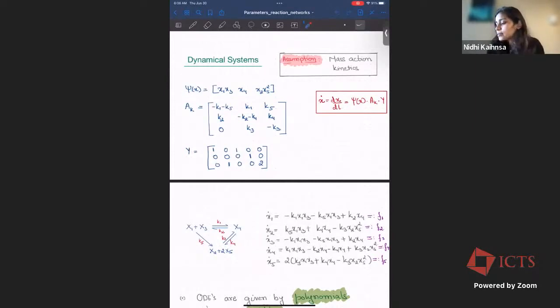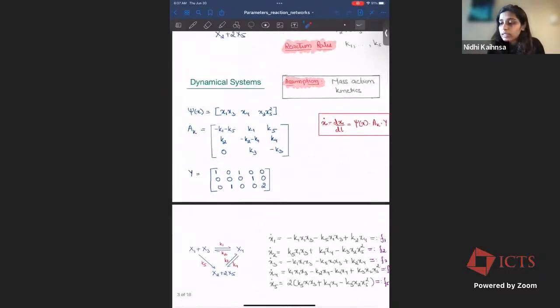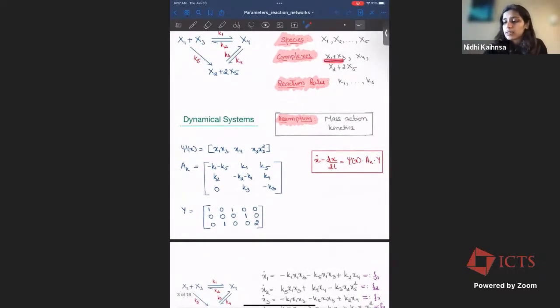So each species, sorry, go ahead, sir. Each species corresponds to a vertex, right? Is that right? No, each complex corresponds to a vertex. So a complex is a linear combination of species. So this is okay.